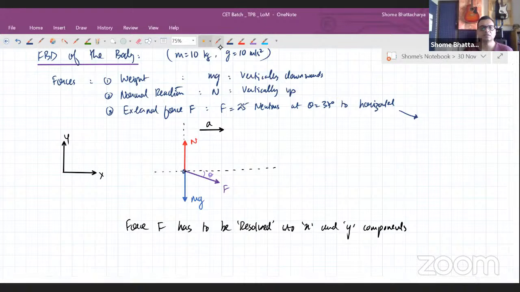And once that is done, then we'll be applying Newton's laws to find out the acceleration of the body and to find out the normal reaction. So just work out the next step.